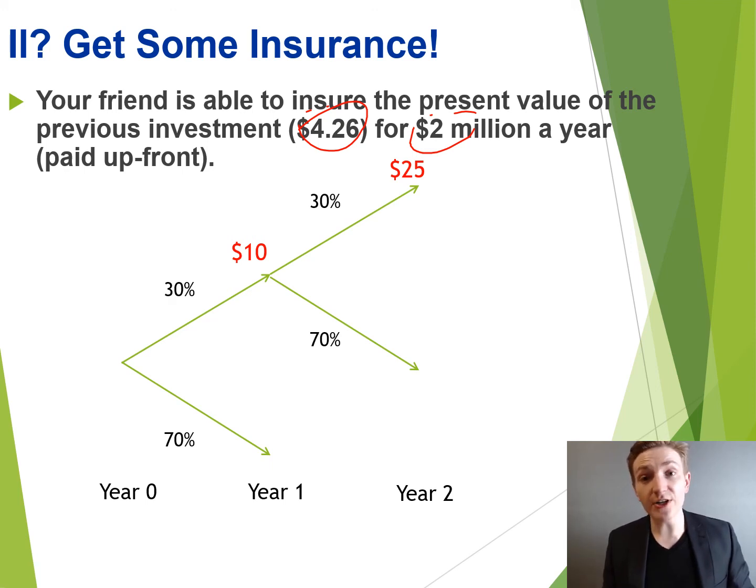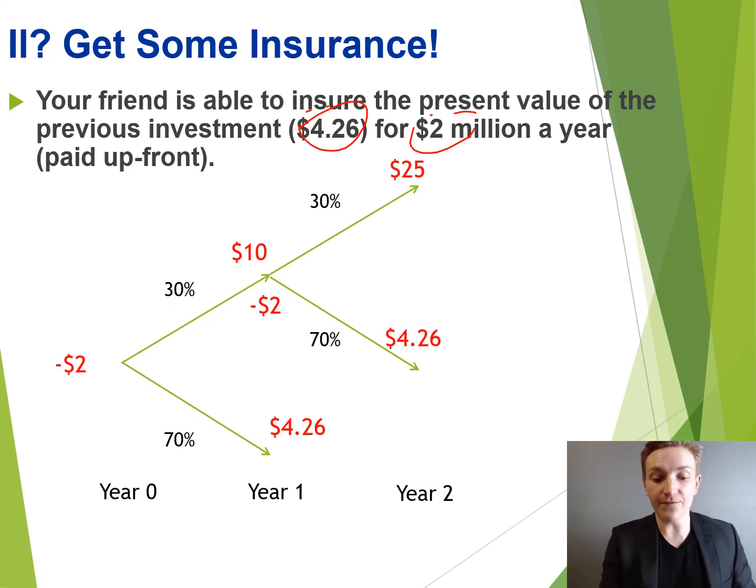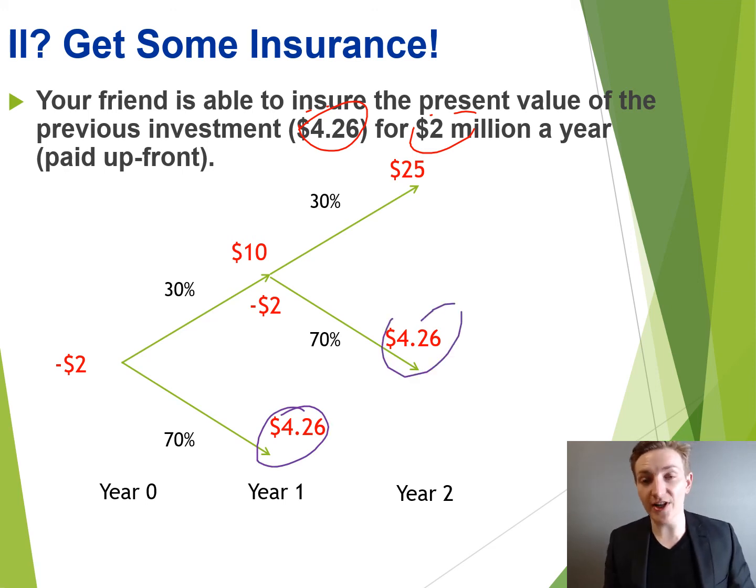Now to do this, we need to look at what our cash flows now become. So whereas we had different cash flows for getting zero if we're expropriated, now we get the insurance payoff. So for example, it's $4.26 if we're expropriated in year 1, $4.26 if we're expropriated in year 2.